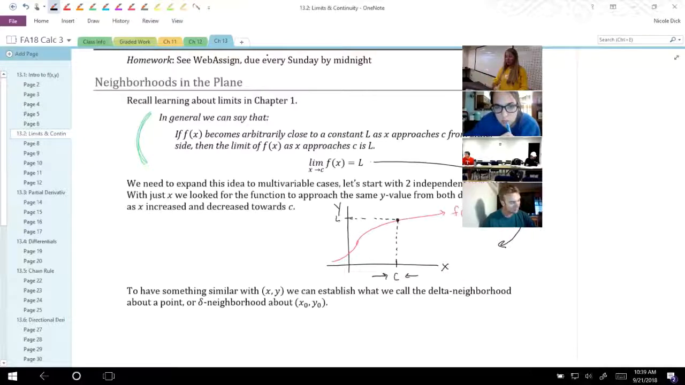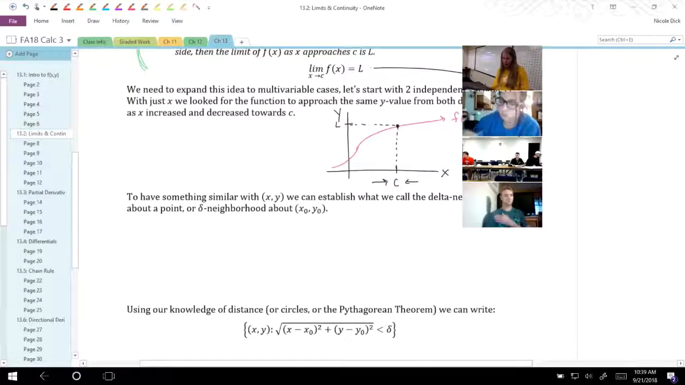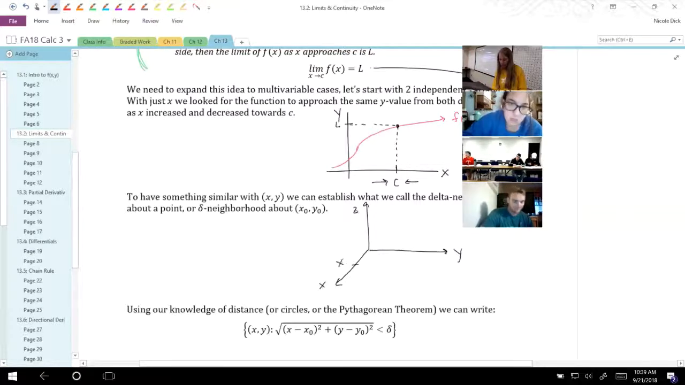But the question now is, if we have x and y, and this picture is like our domain, we need a way to express this in terms of a new output variable, which is z. If we try to draw a similar picture in three dimensions, we've got our x-axis down here, our y-axis over here, and our z-axis goes straight up. Instead of approaching some point c, we're approaching a point our book calls x0, y0, so we'll stick with the same notation.